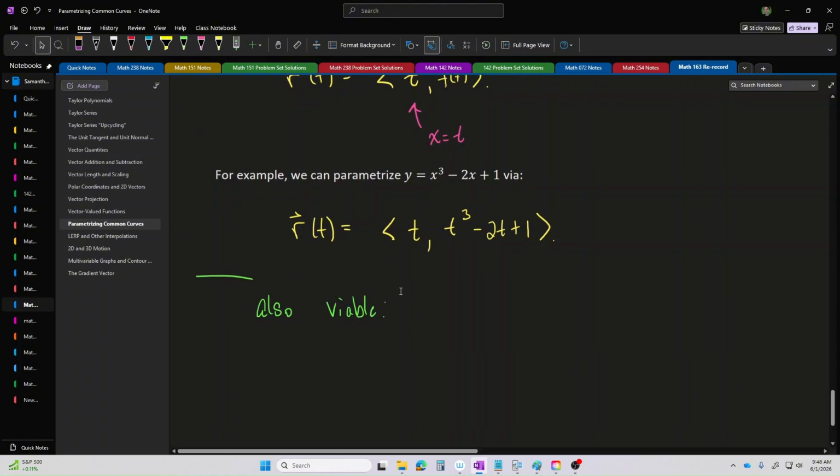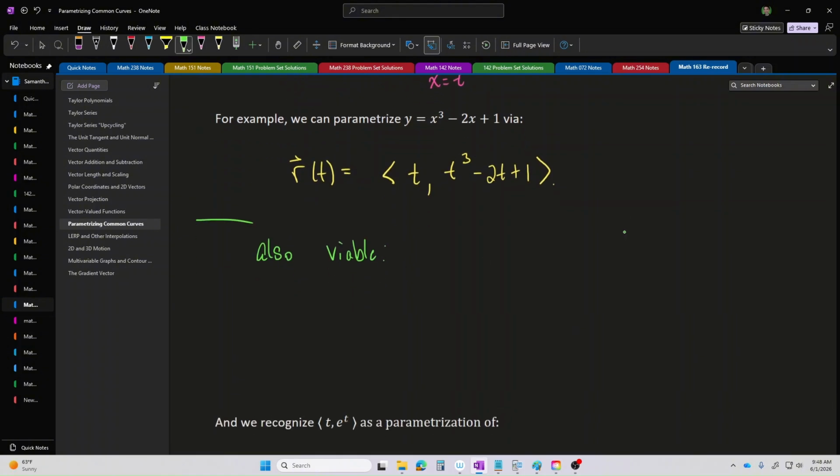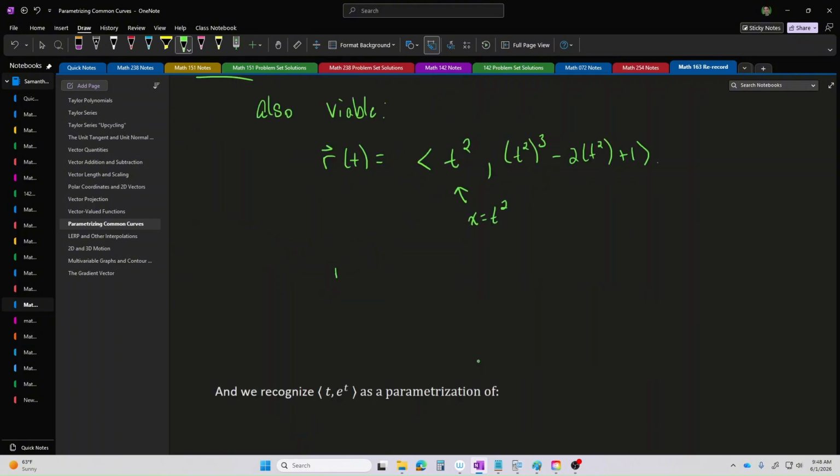Something that you'll see in certain contexts is to make a decision like, I'm going to replace x with t squared. And if I say that x is equal to t squared, what that means is that x cubed becomes t squared cubed, and minus 2x becomes minus 2 times t squared, plus 1. Or you could replace x with something else, like, sometimes you see x replaced with sine of t.